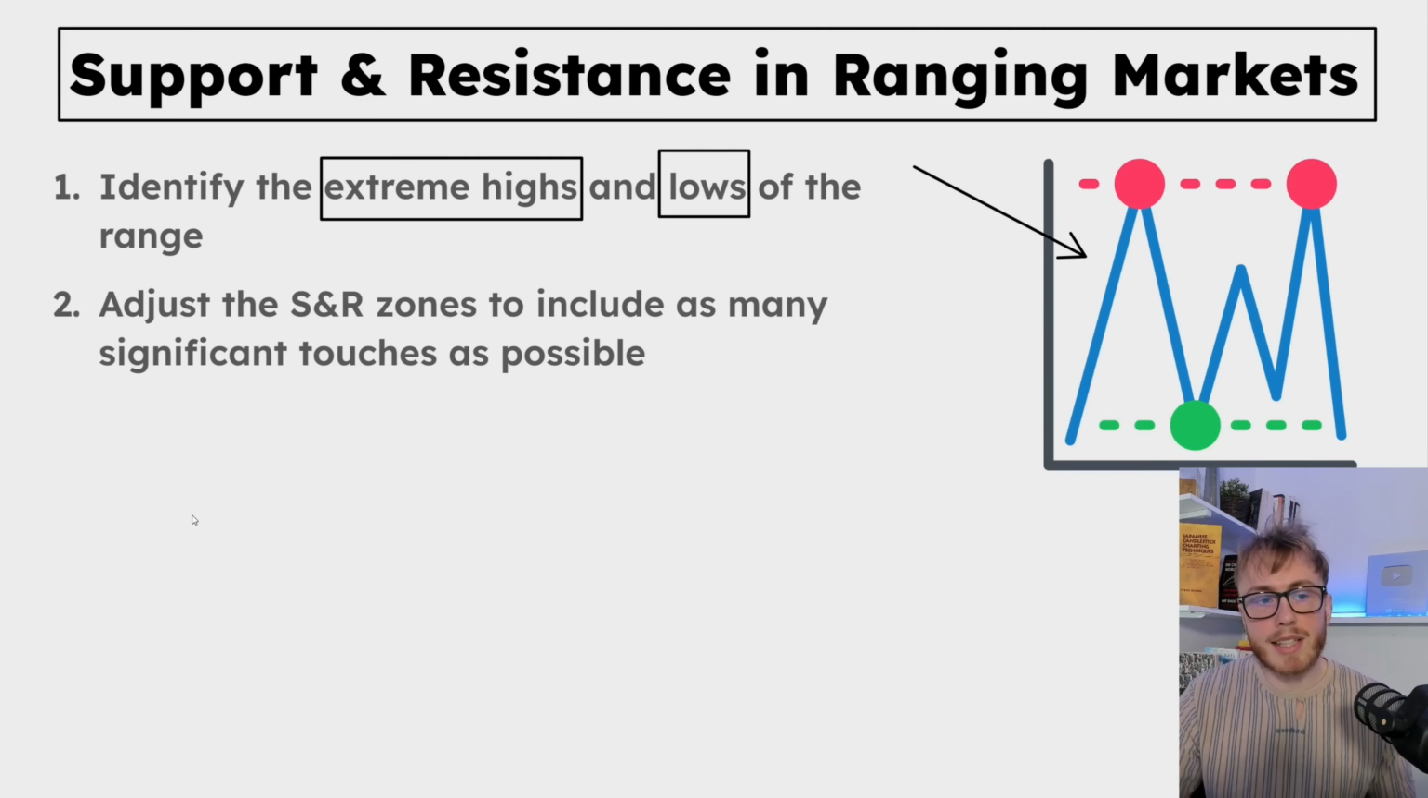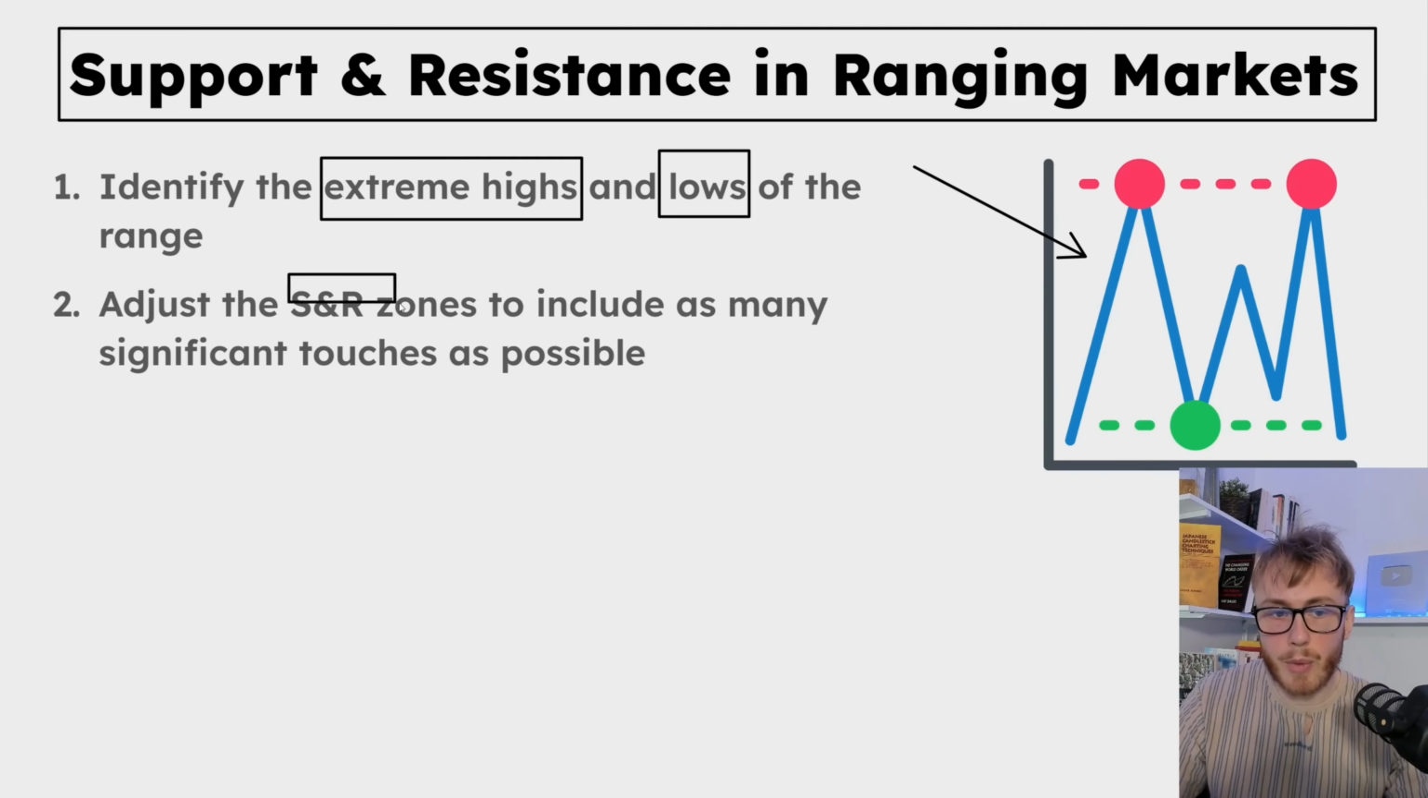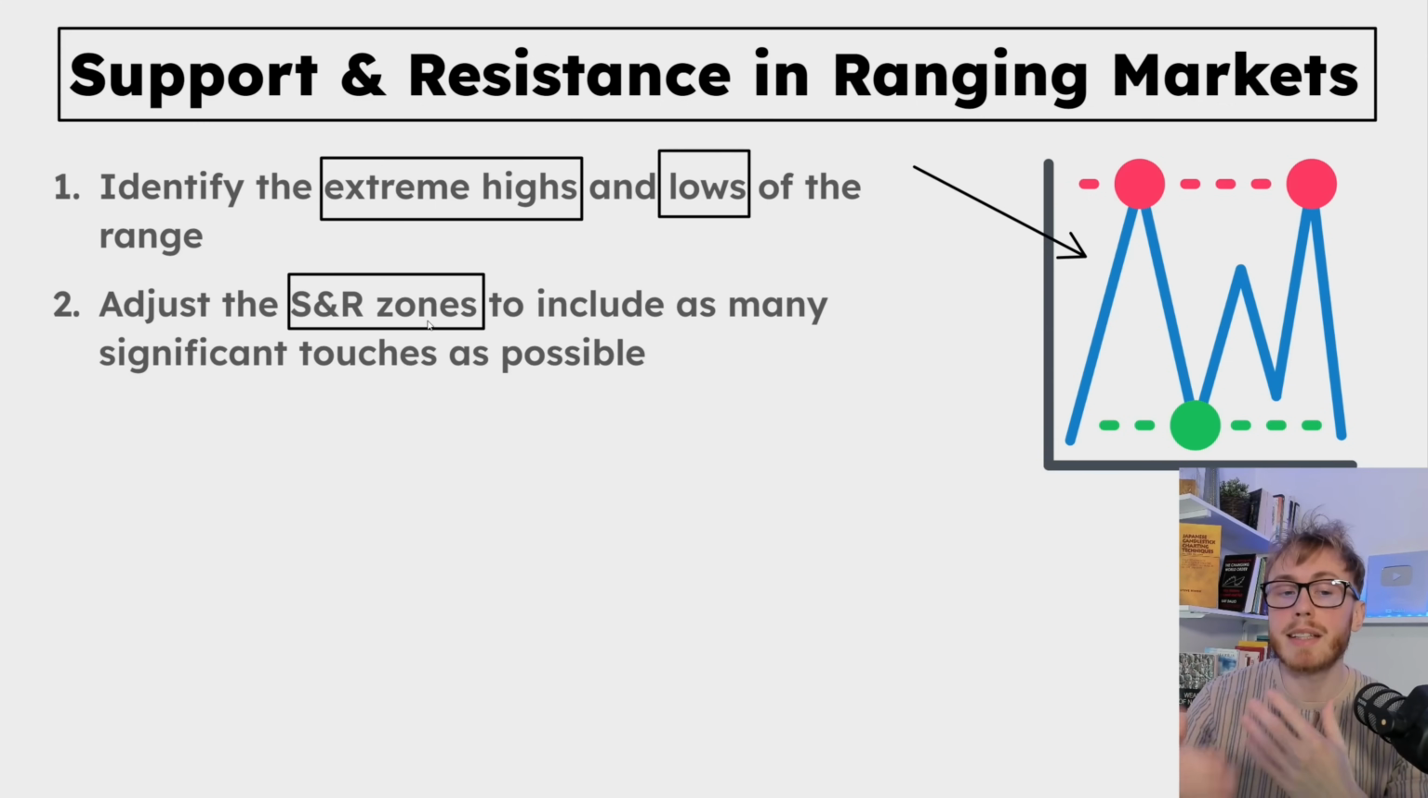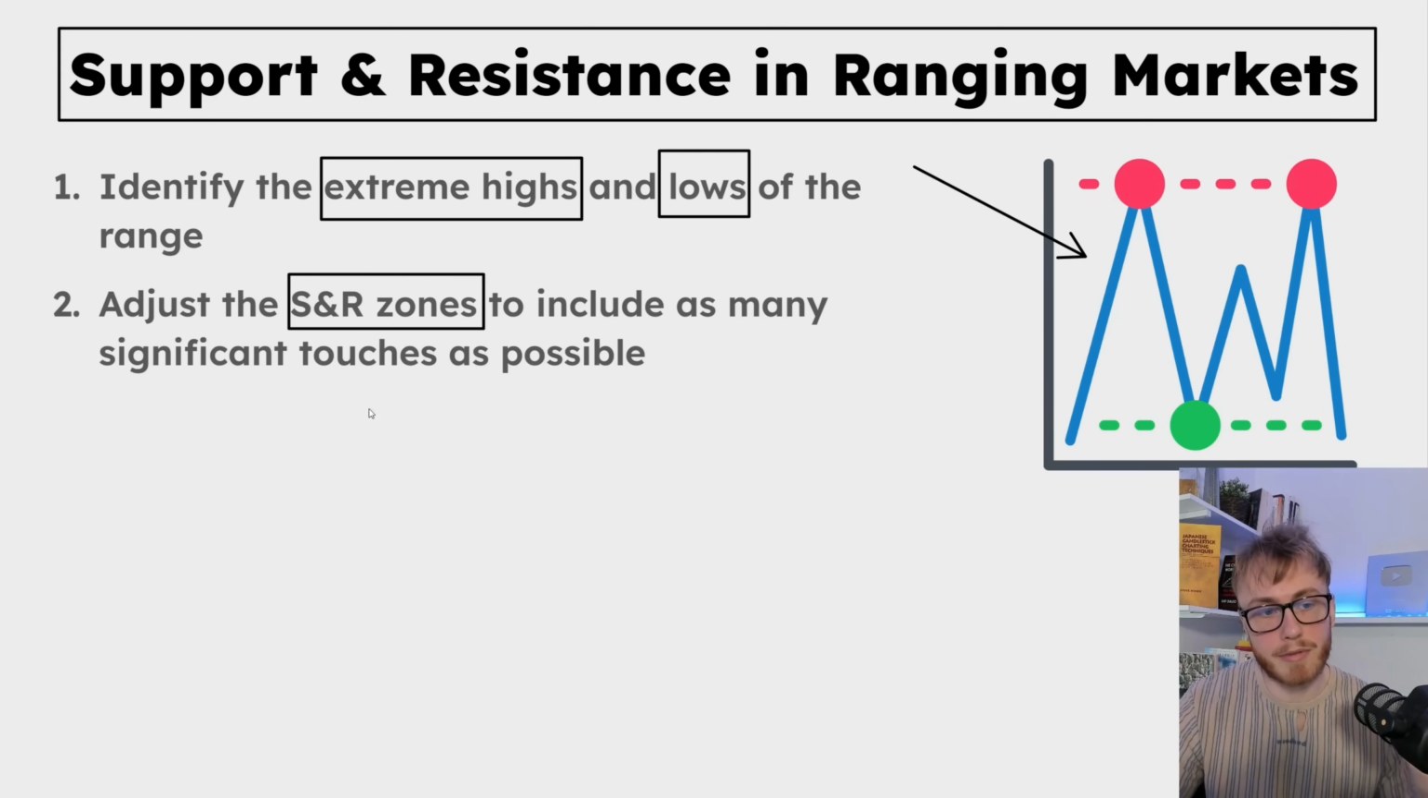The next step here is that we want to adjust our support and resistance zones to include as many significant touches as possible. And once again, remember from earlier in the video that it's more important to have significant touches than to have many touches. But we still, when we draw out our support and resistance zones, first want to draw out the zones, and then we want to adjust the zones so that we include all the significant touches. And I will show you guys a real example very, very soon.